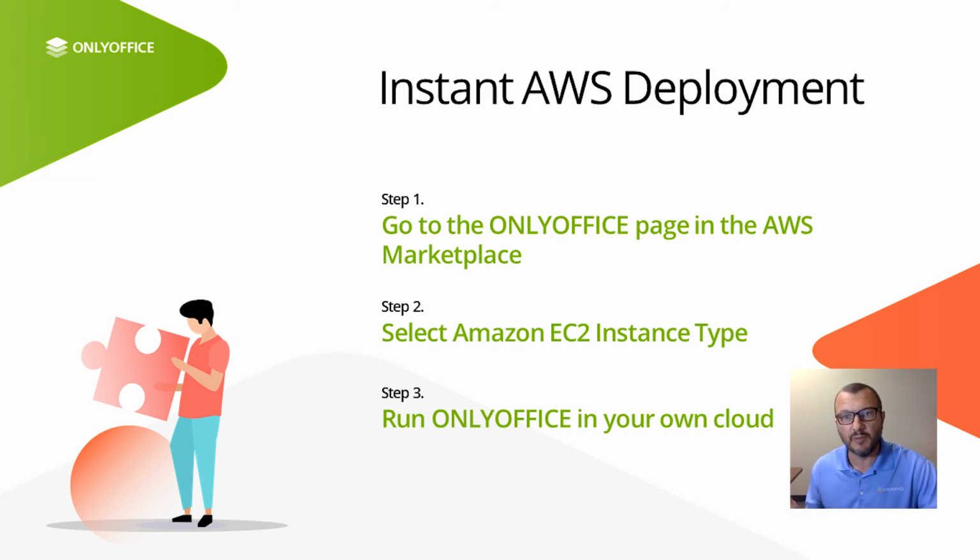If the use of your application starts to exceed the number of connections, don't worry, the documents will still open in a read-only mode, and you will have a chance to upgrade the software to handle more documents. Step 3, select Amazon EC2 instance type. And step 4, enjoy OnlyOffice in your own AWS cloud.